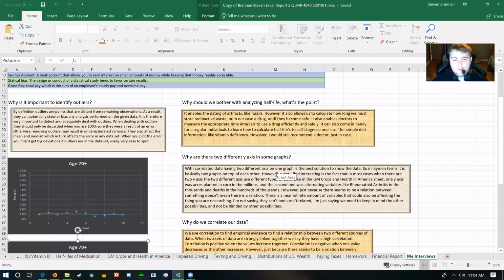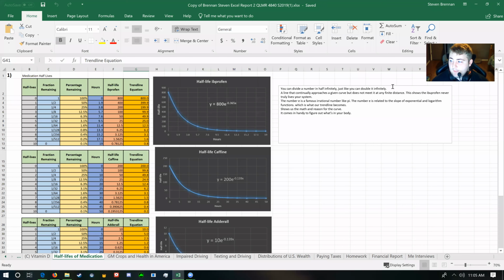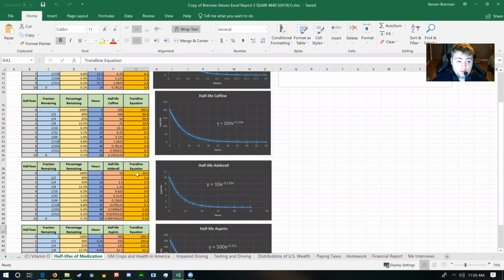Question two, why should we even bother analyzing half-lives? I mean, what's the point? Half-lives enable the dating of artifacts like fossils. However, it also allows us to calculate how long we store radioactive waste until it's safe to fully dispose of and get rid of. In our case, it's the drugs we're testing, like with the ibuprofen and the three drugs that we did on the side. I did caffeine, Adderall, and aspirin, FYI.